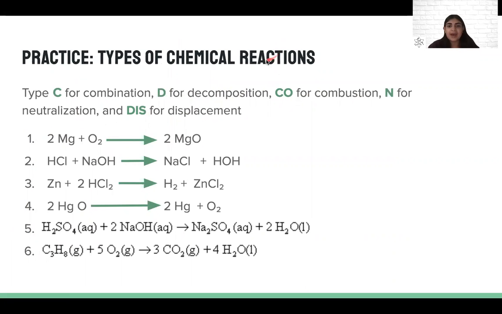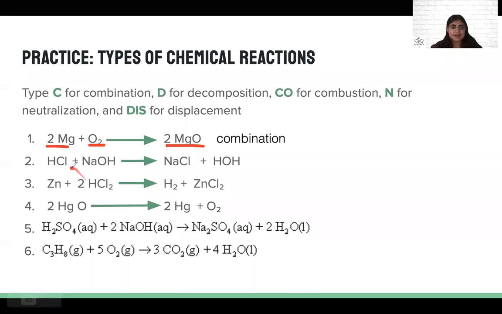So here we have 2 magnesium and oxygen, like this is oxygen gas, combining, and they make 2 magnesium oxide. Well, I noticed that here we have 2 reactants and that they combine to make a single product. So this is actually going to be a combination reaction. I should have probably changed that. Yeah, there we go. So that's going to be a combination reaction. All right, awesome. Well, on to the next one.